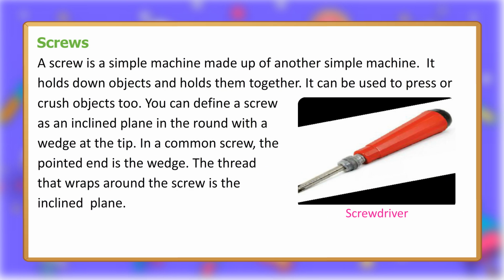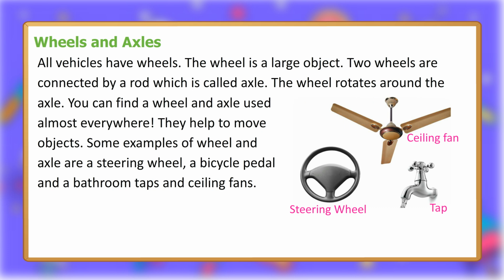Screws. A screw is a simple machine made up of another simple machine. It holds down objects and holds them together. It can be used to press or crush objects too. You can define a screw as an inclined plane in the round with a wedge at the tip. In a common screw, the pointed end is a wedge. The thread that wraps around the screw is the inclined plane. Screwdriver.